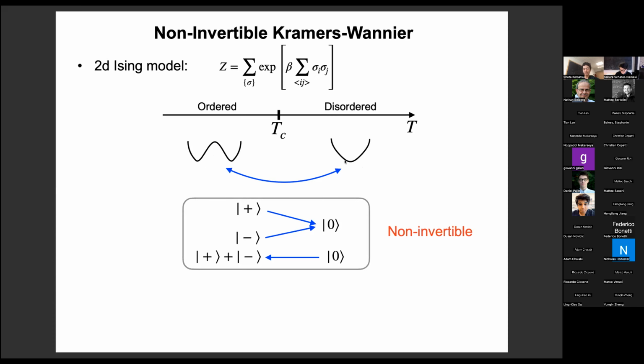The precise map you can work out, and it's given by this expression, where plus is the vacuum here and minus is the vacuum here. The plus is mapped to the single vacuum here, and the minus is also mapped to the single vacuum, whereas the single vacuum here is mapped to the linear combination. And as you can see, this is non-invertible, because if you consider some linear combination like plus minus minus, then it gets annihilated under the duality transformation.